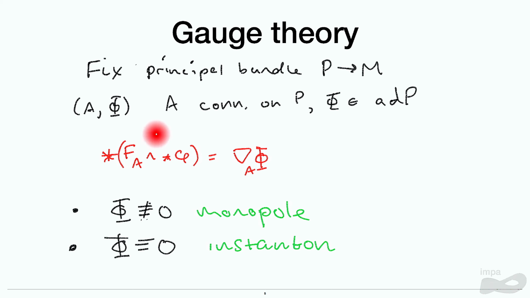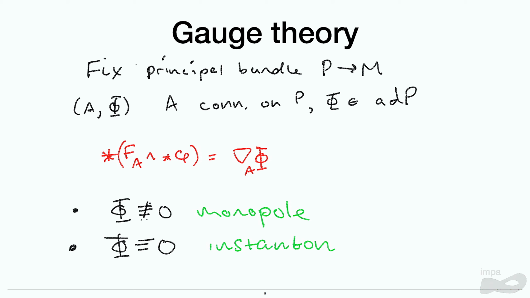I take the curvature of my connection, I wedge it with the Hodge star of my 3-form, it's a 4-form wedge a 2-form, a 6-form. I Hodge star it again, and I declare that to be equal to the covariant derivative of my phi. I sometimes will refer to, in this talk, phi as the Higgs field, but that just means that it satisfies this equation.